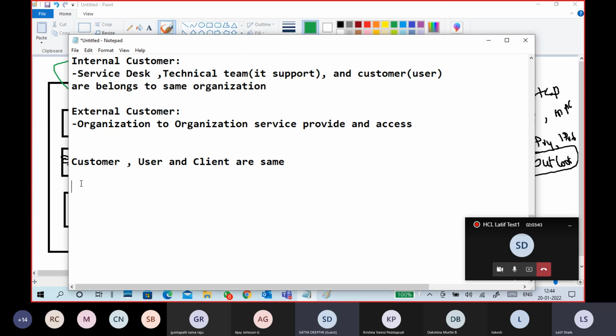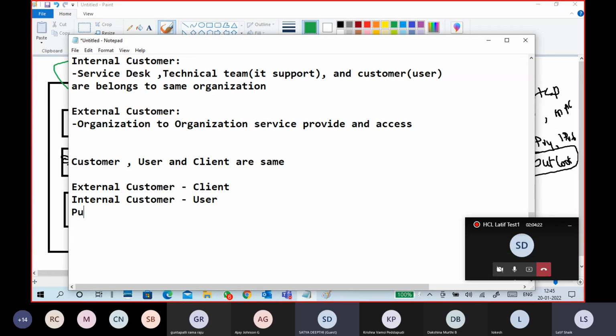So better we write: it is a customer, but mostly we call them a client. It is my client computer or my client location, like that. Internal customers, normally we call them a user. It does not mean always use like that, but don't confuse between the words. It depends upon the organization. They use different words.